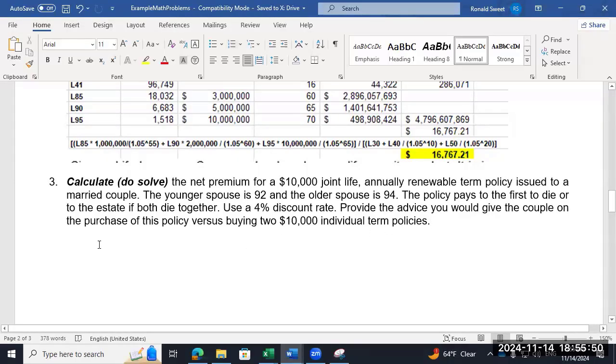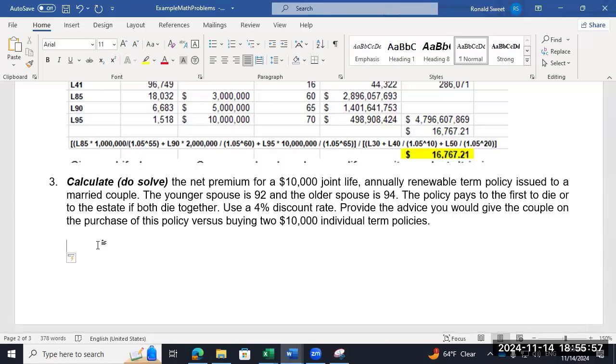So here, the steps you got to work back here is we have this policy that pays if one person dies, the other person dies, or they both die. So the thing to remember here is the only time it doesn't pay is if they both live. So the first thing you want to calculate is the probability both live.